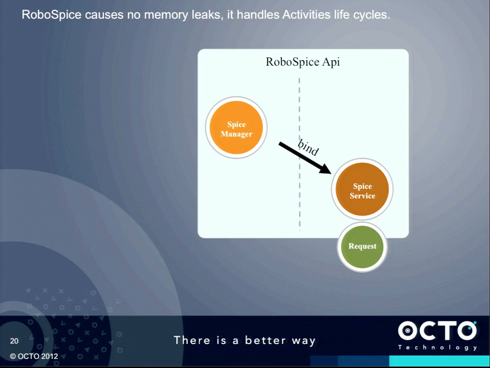So the request listener gets any callback from the Spice service? It's not specific to a request? No, it doesn't get any callback from the Spice service. The Spice service knows which activities should get which callbacks. Even if it's a new instance of that same activity? Yes.